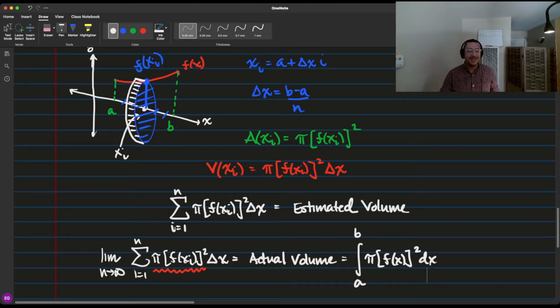There you go. So anyways, this is the disk method. So let me show you an example of how you would actually do this.